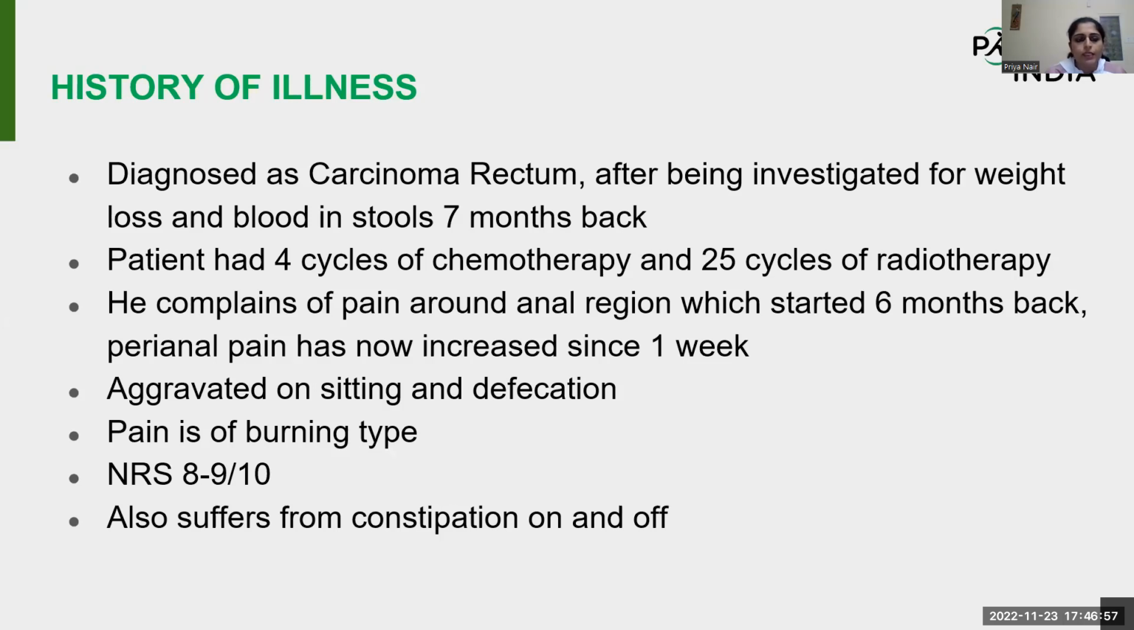Post this, patient was started on 4 cycles of chemotherapy and 25 cycles of radiotherapy. Now he complains of pain around the anal region, which started 6 months back. Now the perianal pain has increased since the past 1 week. The pain is aggravated on sitting and on defecation. Pain is of burning type. The patient complained of NRS of 8 to 9. He also suffers from constipation on and off.